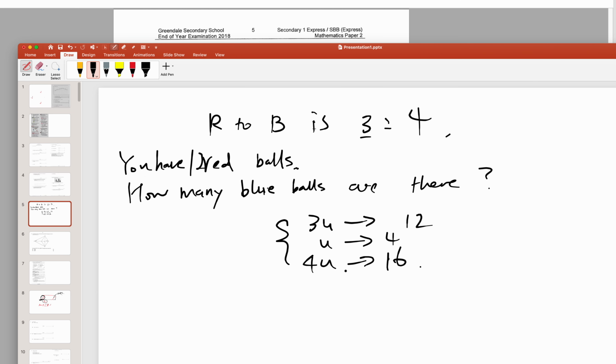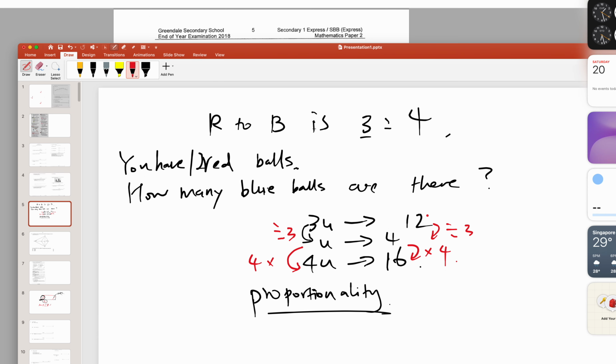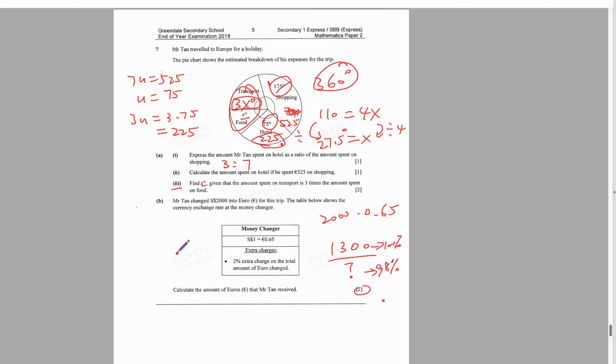Actually this idea is the proportionality idea. The idea of proportionality is, over here you divide by 3. From 3U you divide by 3 to get U, so this side also must divide by 3. And then from here to here is times 4, so therefore this one also must times 4. So this question is about proportionality. I generally use the arrow. I don't use equal.